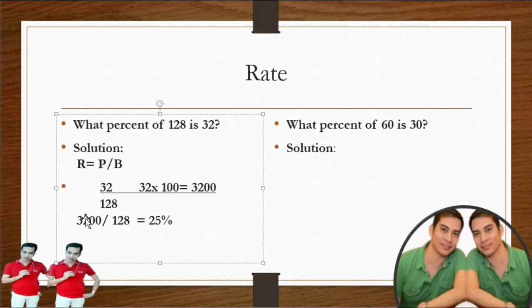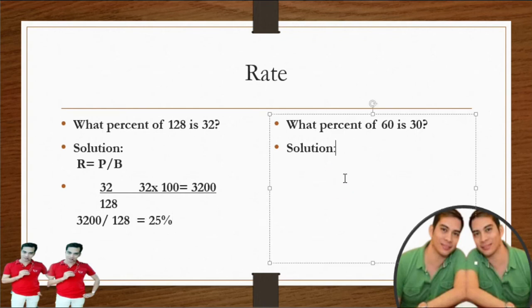So, sinabi ko nga po kanina na yung percentage, i-multiply po natin sa 100 para mabilis po natin makuha yung sagot pag dinivide natin. So, 32 times 100, the answer is 3,200. So, 3,200 divided by 128, the answer is 25. Then, since percent ang pinag-uusapan natin, write the symbol of percent. So, the final answer is 25%.